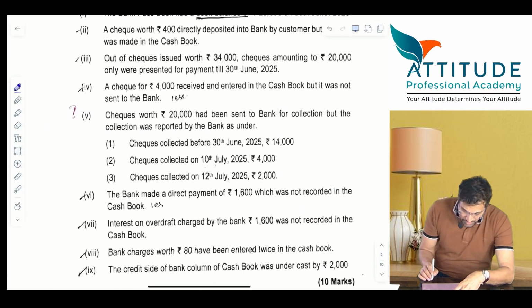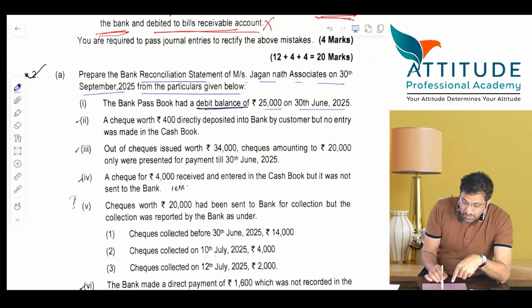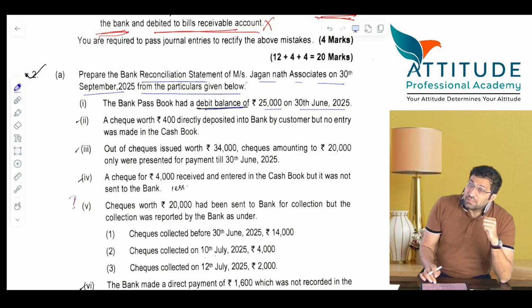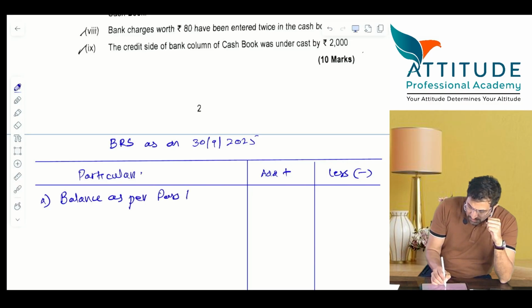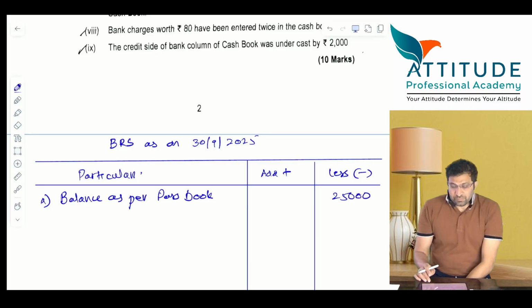A. Now, bank passbook had a debit balance of 25,000 on 30th. Bank passbook has a debit balance. If bank passbook has a debit balance, is it a positive balance or a negative balance? Negative balance. So balance as per what book? Passbook. You take in the negative column 25,000. 25,000 is minus. Clear?